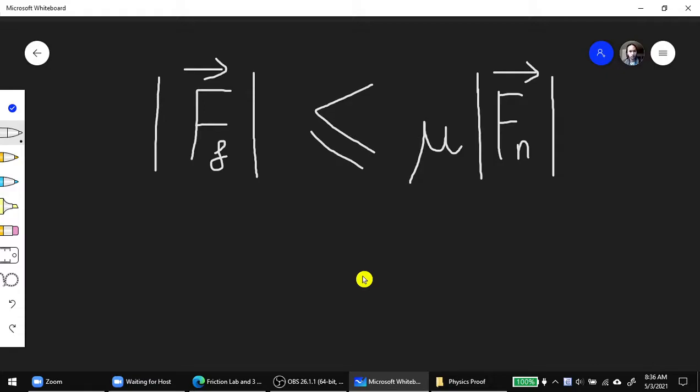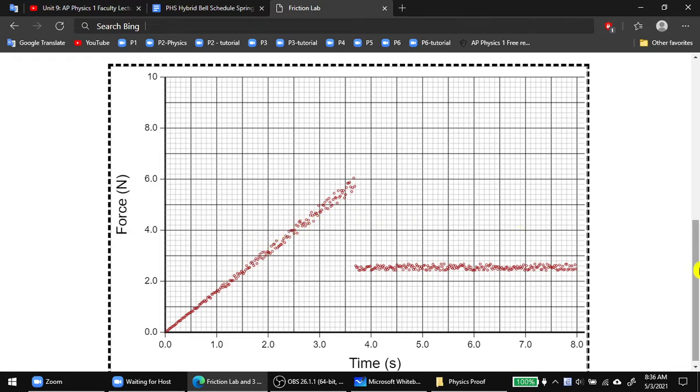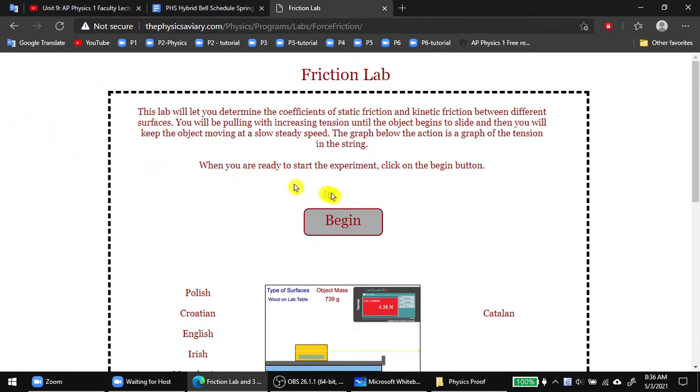This is the fifth equation on the equation sheet. Ff less than or equal to mu Fn. Let's go ahead and prove it. We have an experiment here.